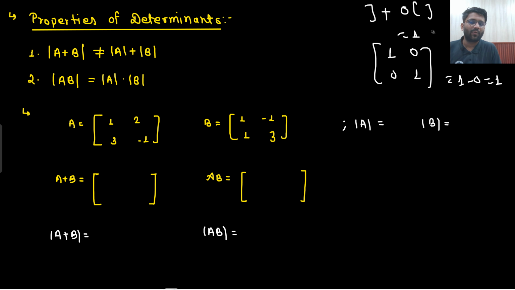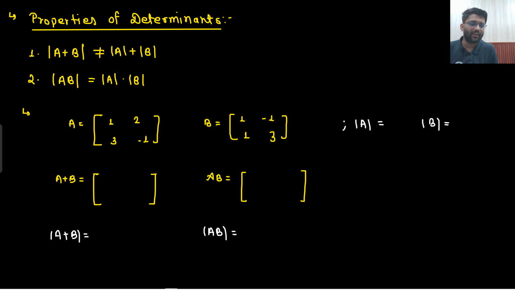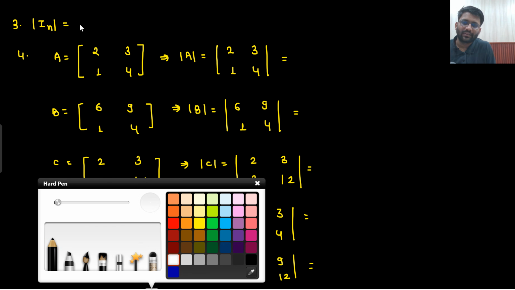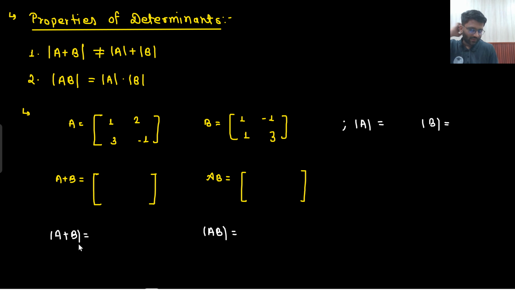So this property we have proved here, which is our next property, that determinant of any identity matrix is 1 only. And these two properties also you can prove on your own. You can find out the value of determinant of A, determinant of B. You will get to know that determinant of A plus B is not equal to determinant of A plus determinant of B, but determinant of AB is equal to determinant of A dot determinant of B. So this also you can prove on your own. Right. So I will take a break and then I will come back.